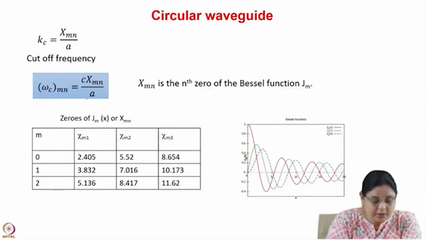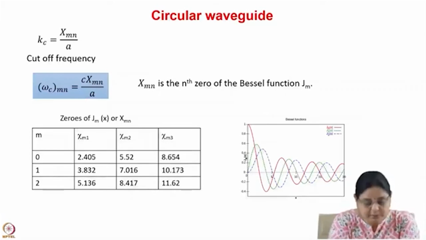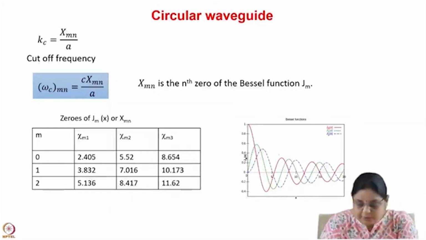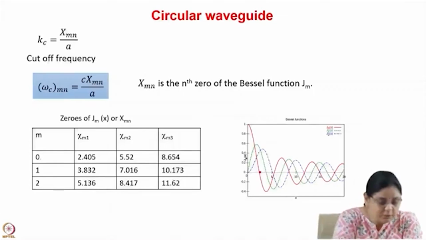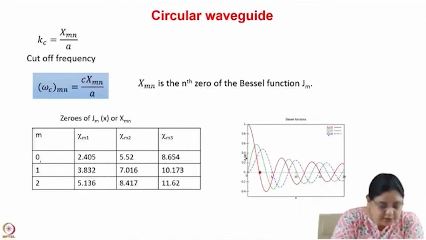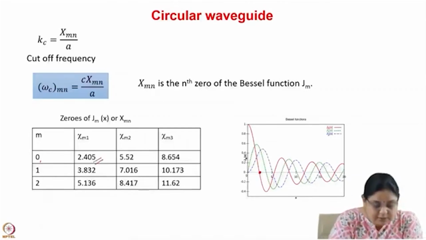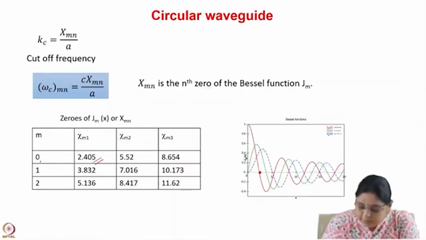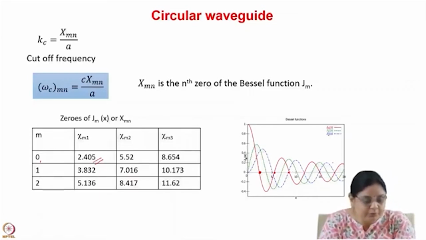The various zeros of the Bessel function can be read from the table, which is shown here. For example, for J0, the first zero is approximately at 2.5, and we see that it is 2.405. Similarly, the second zero is at 5.52, and the third zero is at 8.654. These values can be read from the tables.